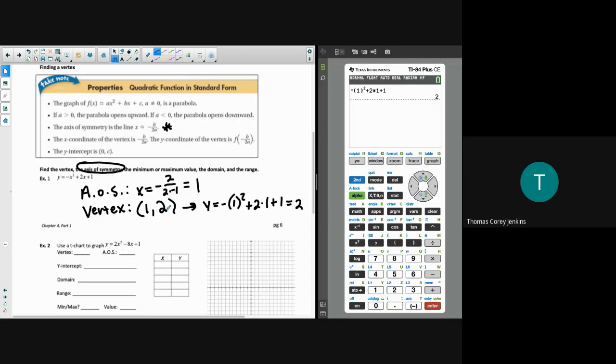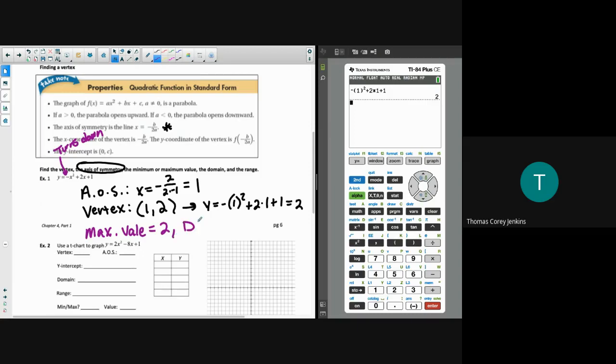So how would we know if it's a minimum or maximum? Well, we would look at, does it turn up or does it turn down? That tells me that it turns down. The fact that it's negative is what I'm referring to. So if it turns down, it's always going to be a max. So I'm going to go ahead and say the maximum value equals 2.